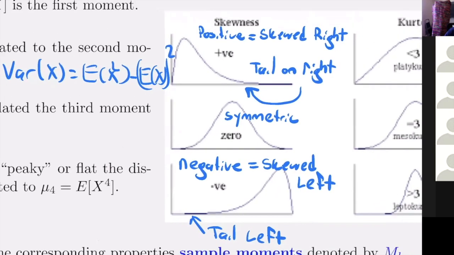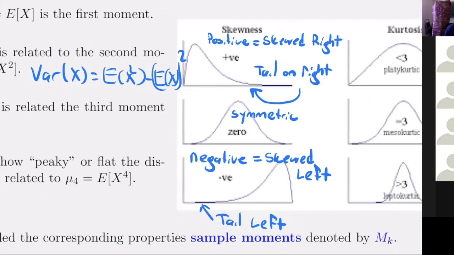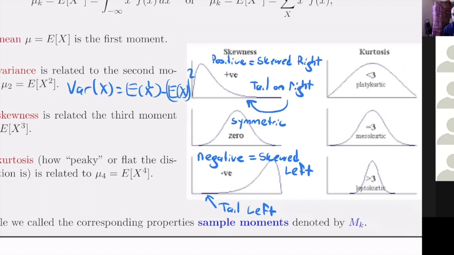So when we describe the skewness, we do it where the tail is. So the third moment tells us something about how the data might be skewed or symmetric, or which direction it might be skewed. The fourth moment, in case you're curious, is called the kurtosis.